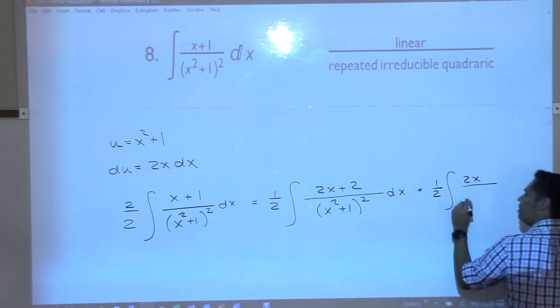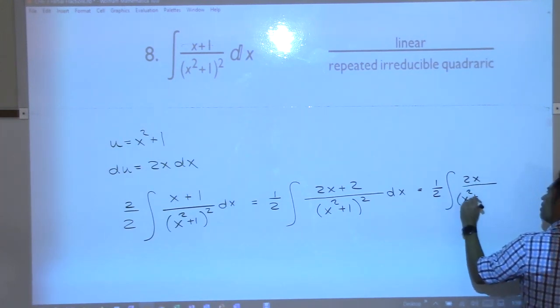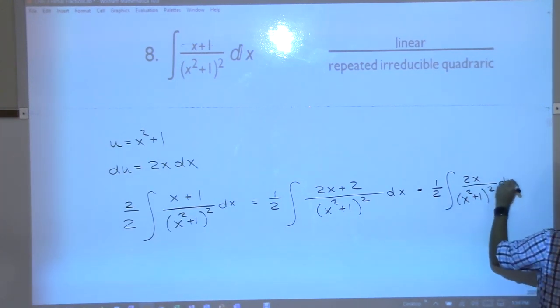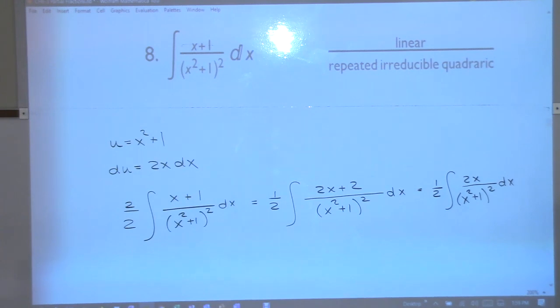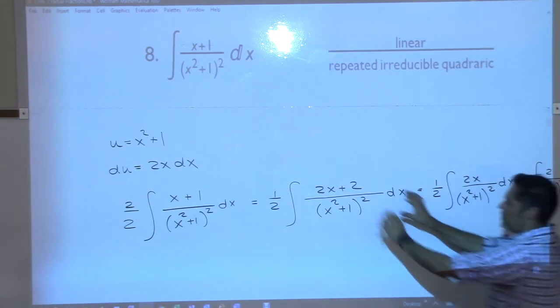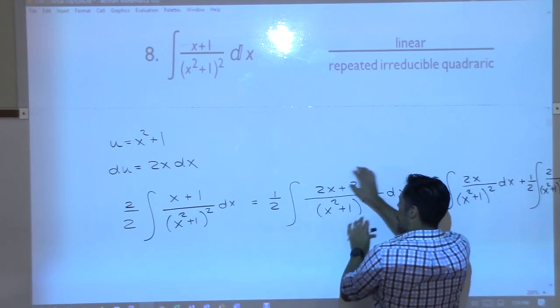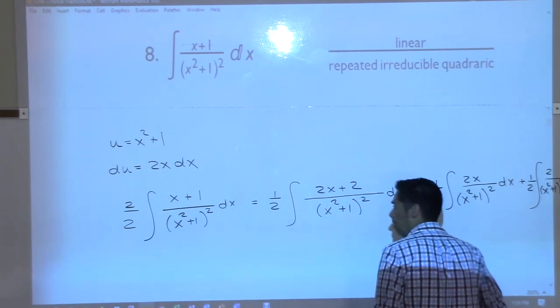2x over x squared plus 1 squared dx. And then I'm running out of room here. What would my next integral be? Plus a half integral of 2 over x squared plus 1 squared dx. Right, so I'm just splitting this up into 2 integrals, this over this, and 1/2 out in front of both.